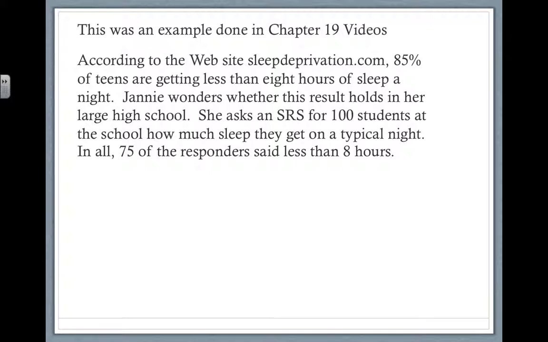So I want to first run a significance test. Our conditions are met. They say that it's an SRS of 100. It's independent because 100 is definitely less than or equal to 10% of all high school students. And finally, our large counts. We would expect 85 successes, since there's 100 and our proportion is 85%, and then we'd expect 15 failures. Both of those are greater than or equal to 10. So because our conditions are met, we can now run a significance test.